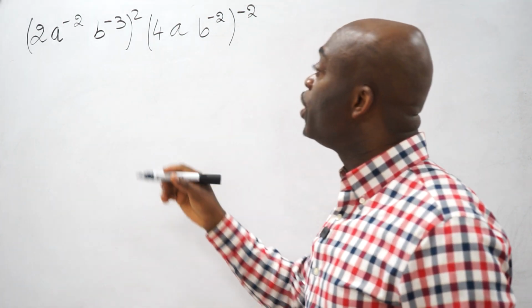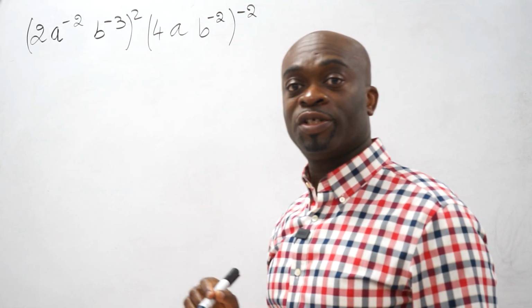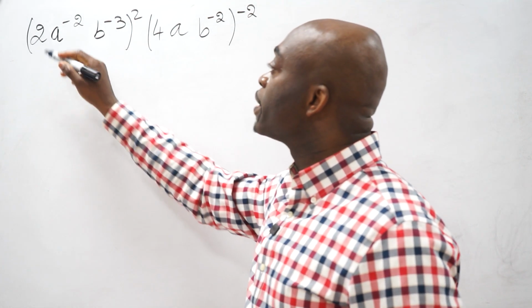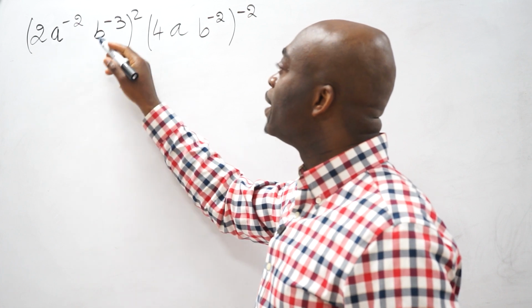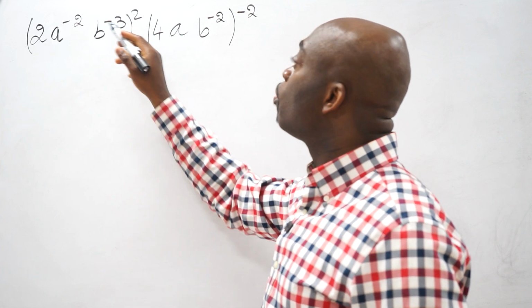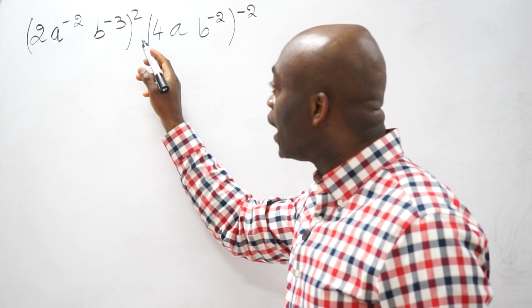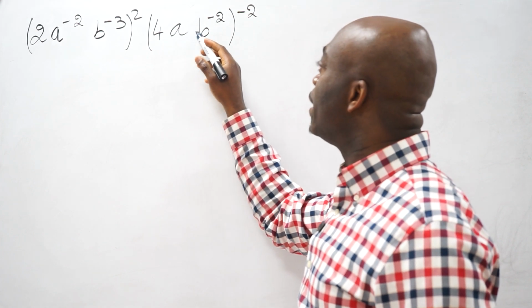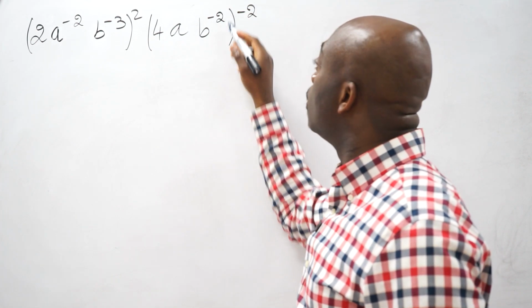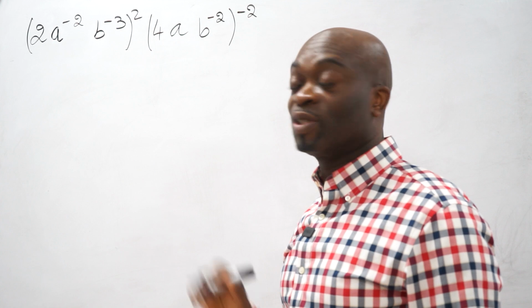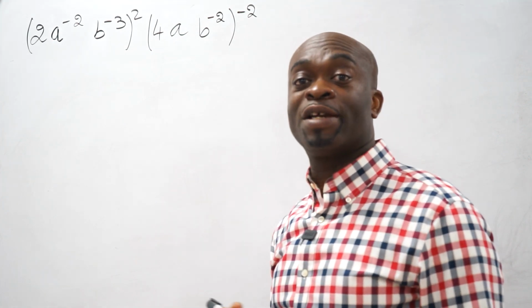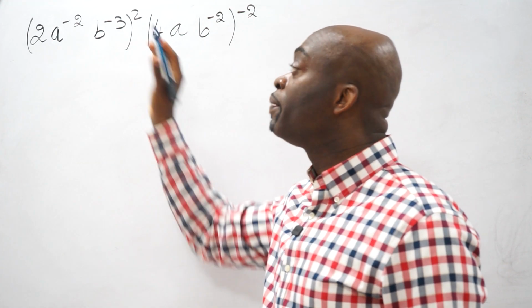Ladies and gentlemen, so we are multiplying these two expressions here. We have in the first parenthesis 2 times a power negative 2 times b power negative 3, all raised to the second power, times 4 times a times b power negative 2, all raised to the power negative 2. So we're trying to multiply those two. So the first thing we got to do is what? Is to be able to remove the parentheses.